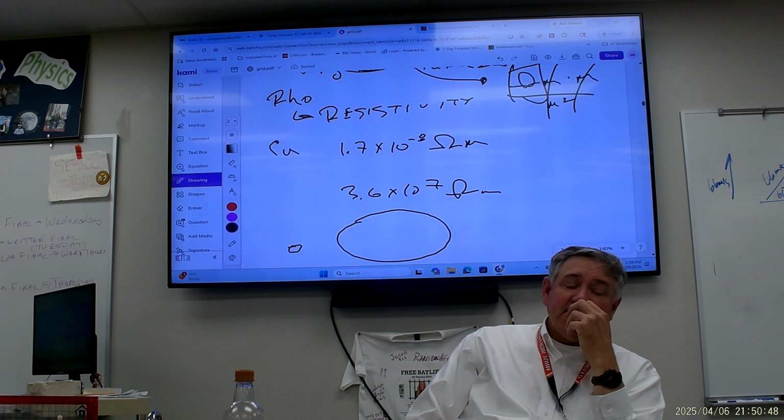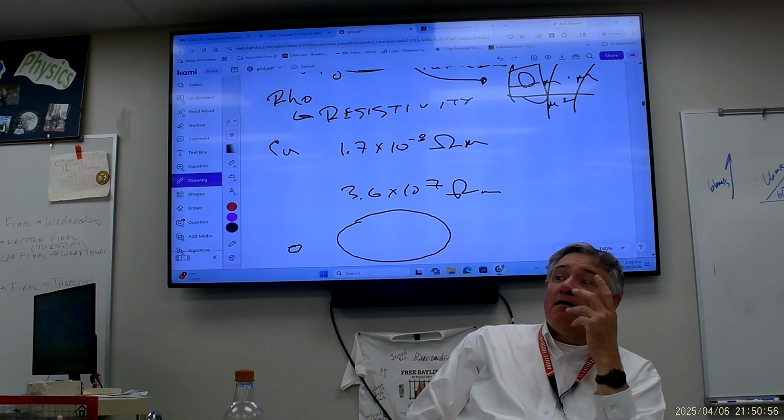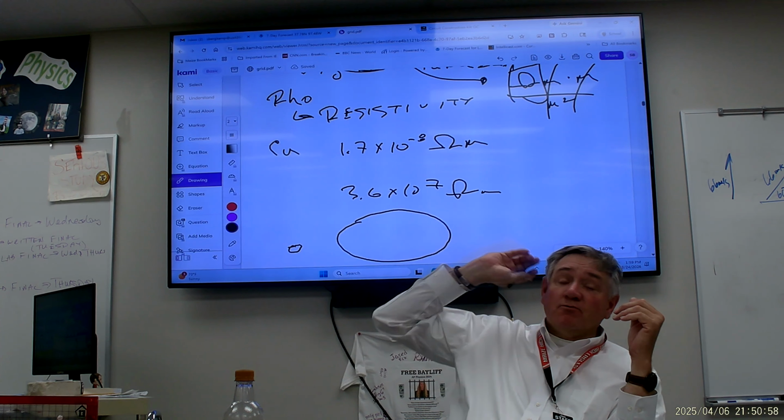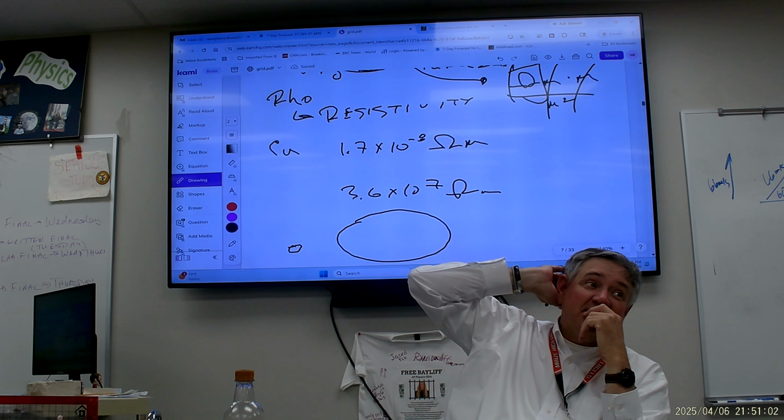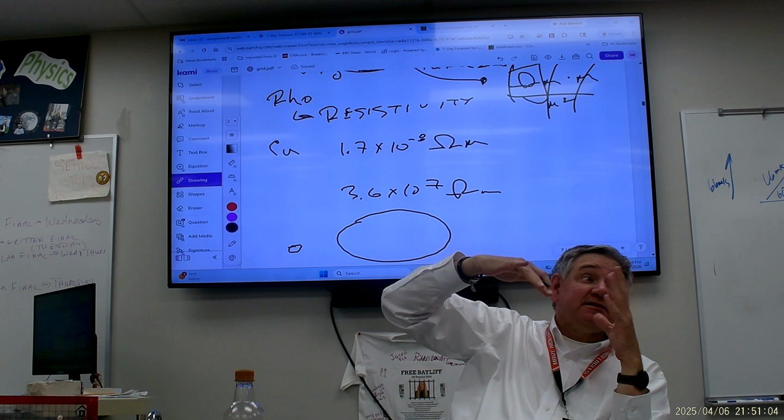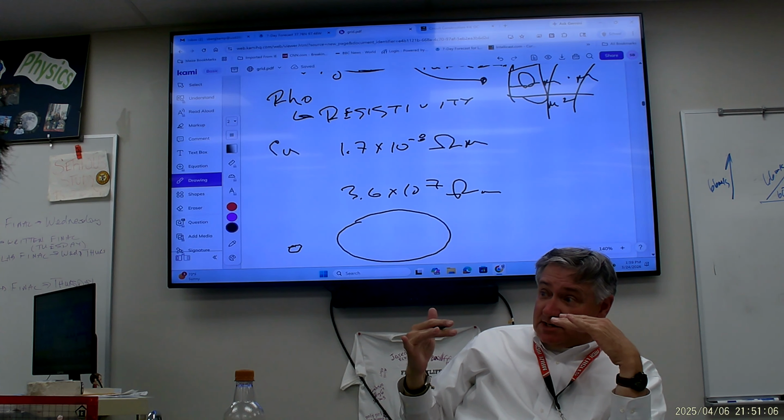But what's the downside of that? It's big, it takes up space. Financially, it's more money. You have to buy a much bigger wire, and that costs more money. So there's a happy medium between. That's the balance that you have to trade.